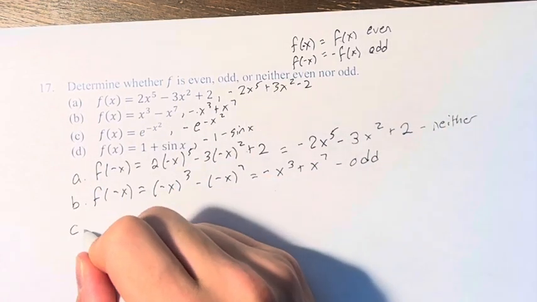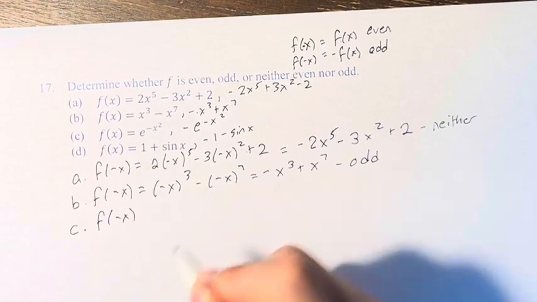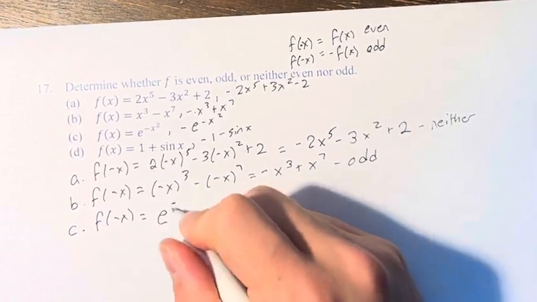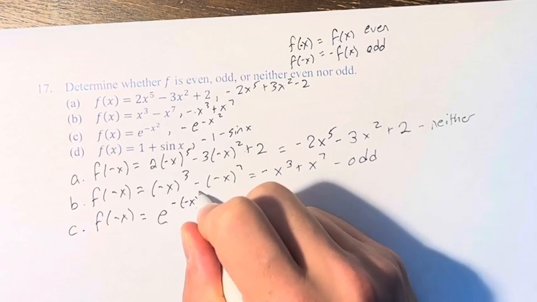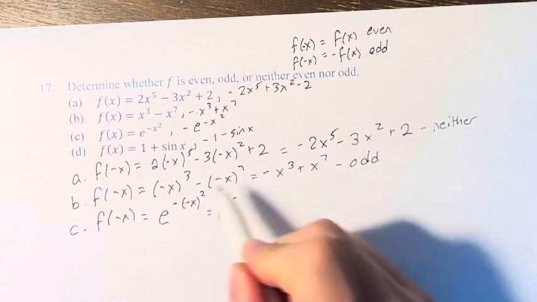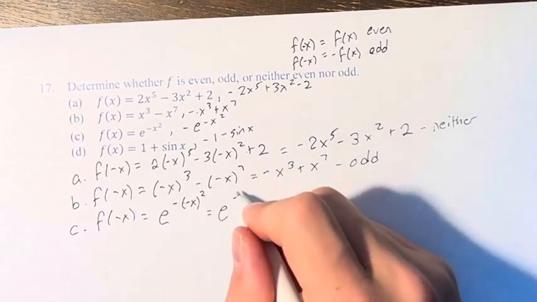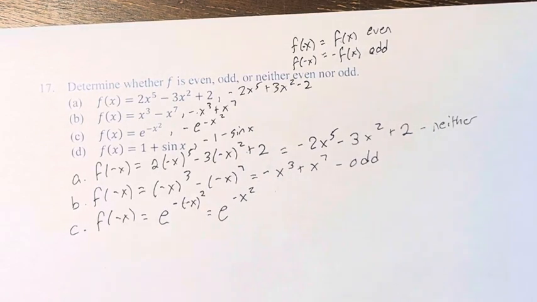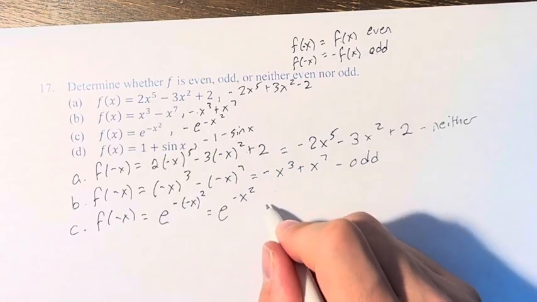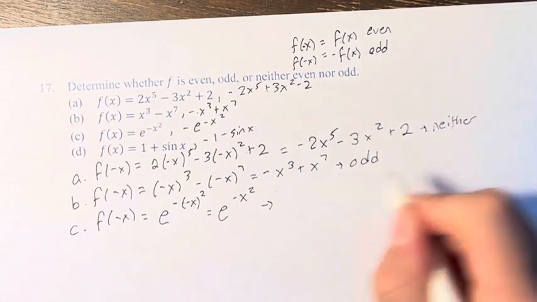Next we have c, f of negative x is equal to e to the negative x squared. Negative x squared is just positive x squared. So this is e to the negative positive x squared. E to the negative x squared. This is just equal to f of x. So it's even.